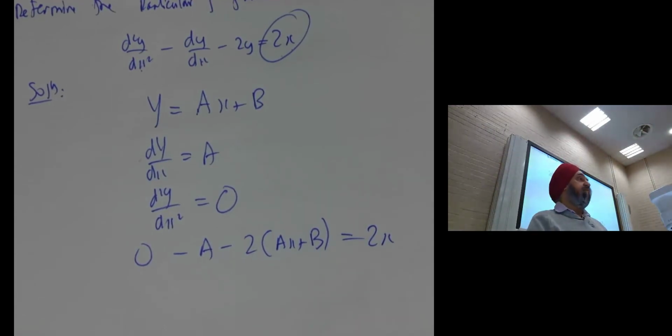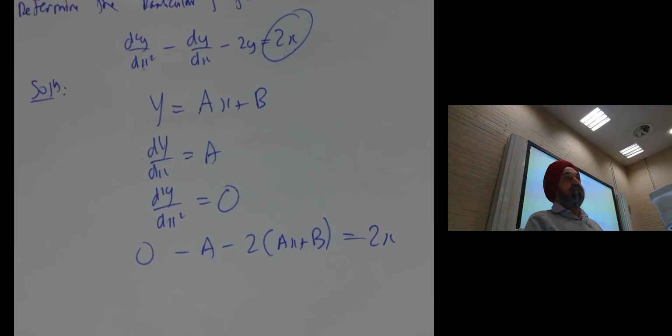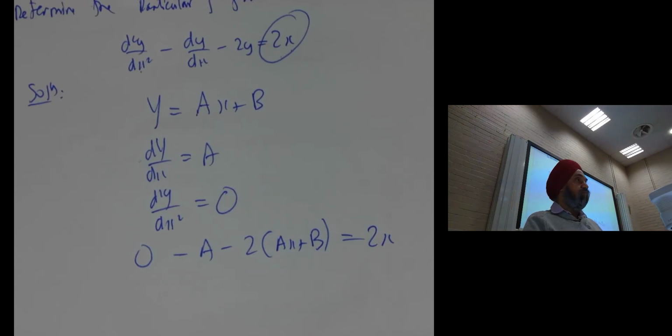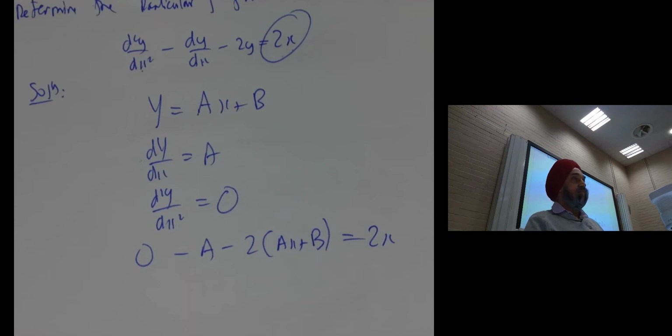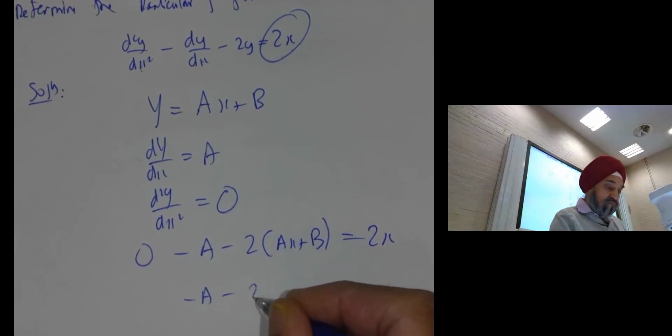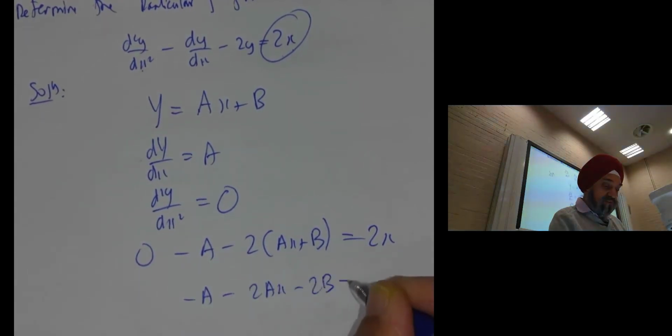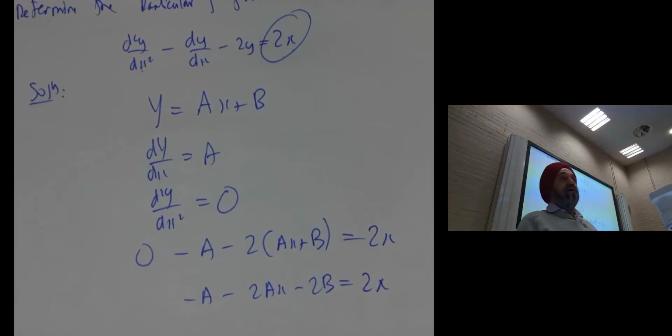How do I simplify this? I want to find the values of a and b. There are too many unknowns. How can I find the values of a and b? What's the obvious thing to do on the left-hand side? Expand the brackets. Minus a minus 2ax minus 2b is equal to 2x. But how does that help me to find a and b? Have you done this before? Have the confidence.